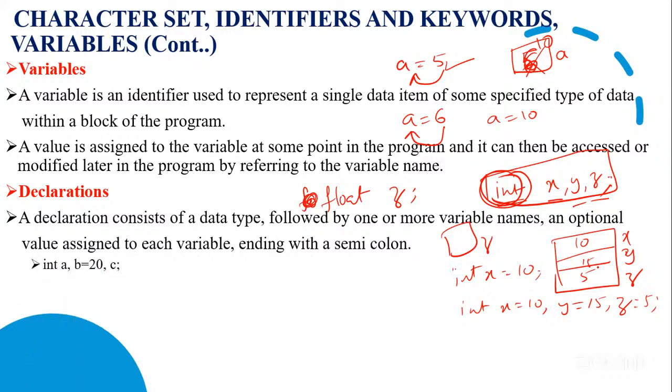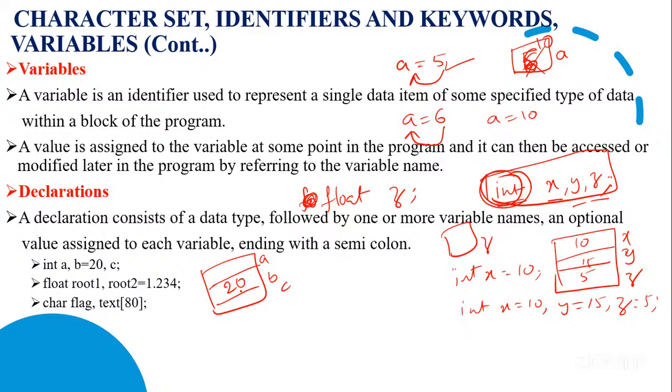And so this is what example here. Int a comma b is equals to 20, comma c. That means that we are assigning only here a, b, c. A we haven't assigned any value. At b we have assigned 20 and c we haven't assigned anything. And float, there are two variables, root 1 and root 2. And root 2 we have assigned some decimal value. And this is another data type called char. So int is to store only integer numbers and float is to store decimal numbers. Char is to store characters.